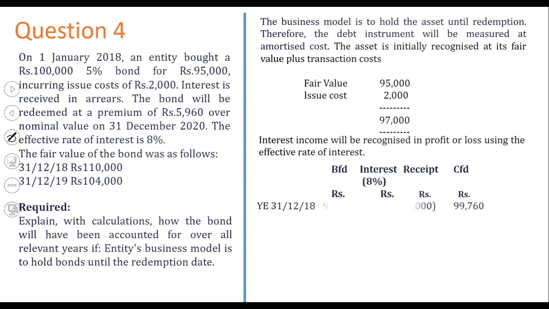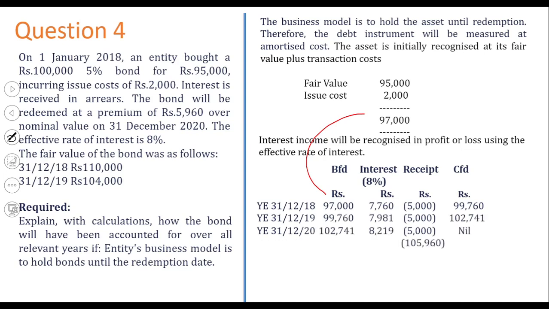So we have this particular format that we follow, right? In the first year, initial measurement is at the fair value plus the transaction cost, that is 97,000. We recognize interest using the effective interest rate of 8%, and we receive interest of 5,000 each year. So 99,760 will be the closing balance. That will go to the second year.